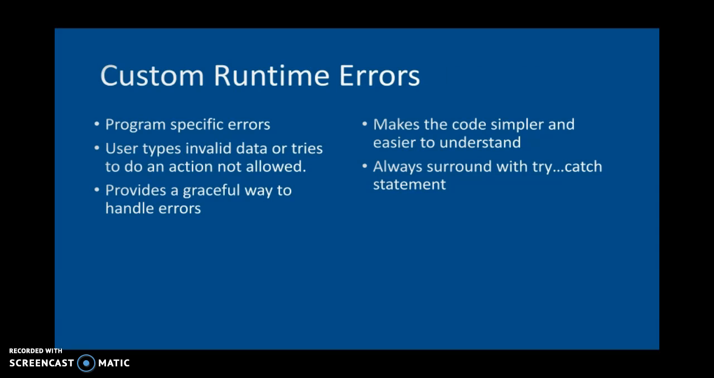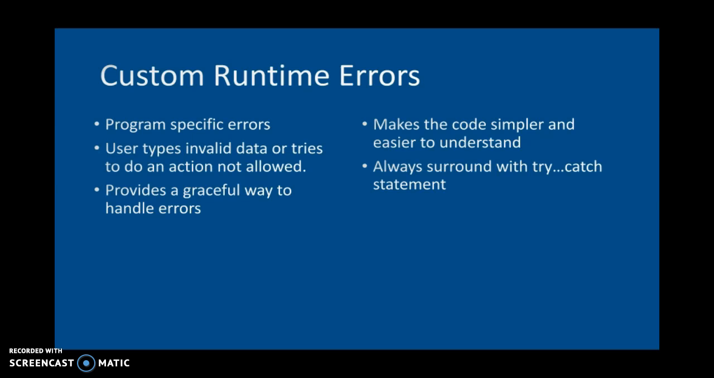Program-specific errors occur when a player tries to type invalid data or perform some action that's not allowed. Rather than having the program end abruptly and displaying an ugly error message, we throw exception errors and display messages the player can understand. Exception handling makes the code simpler and easier to understand. We want to surround the statements that create the file streams and read and write data to and from the file stream in a try-catch statement.